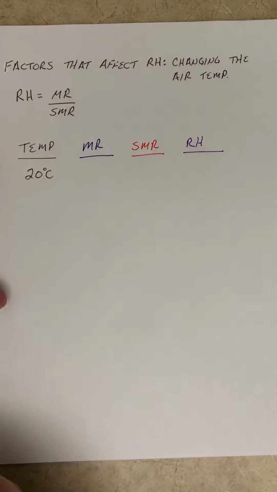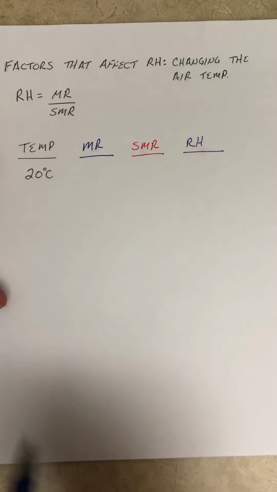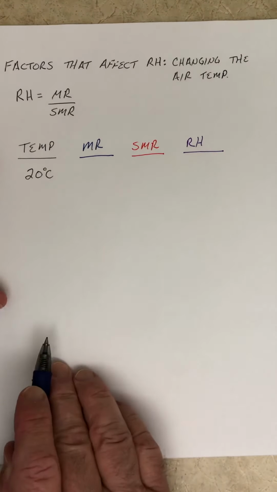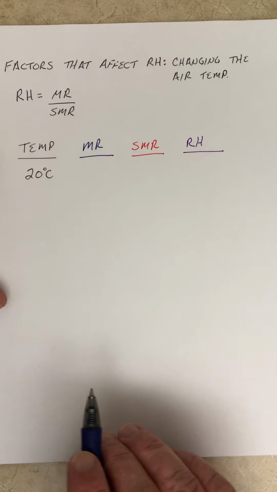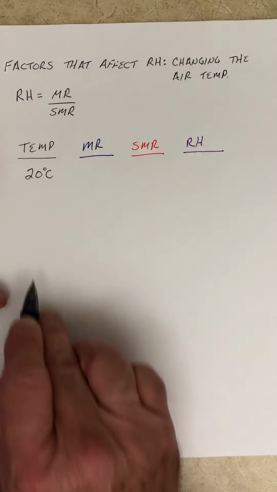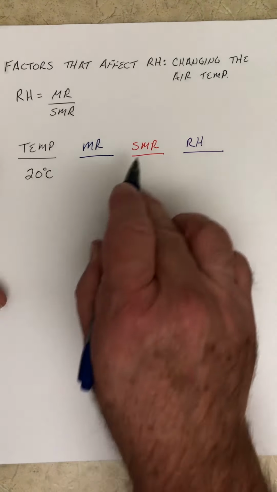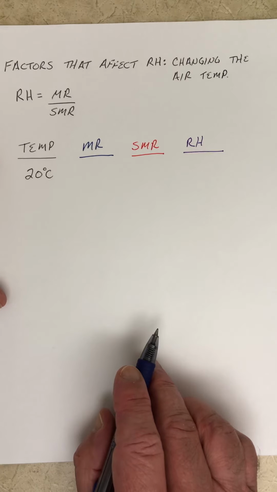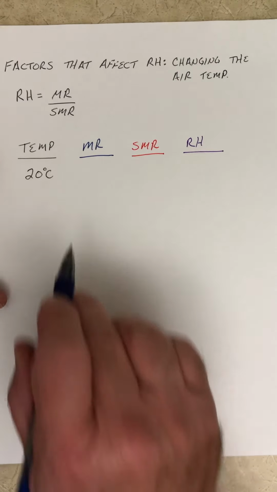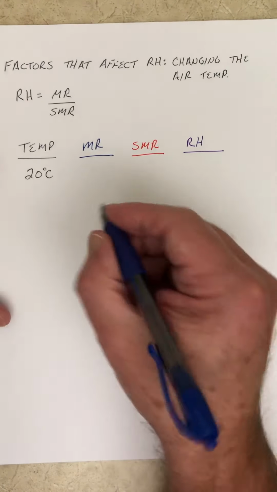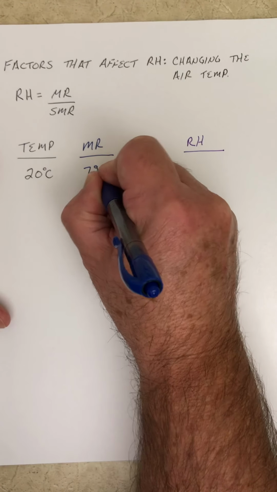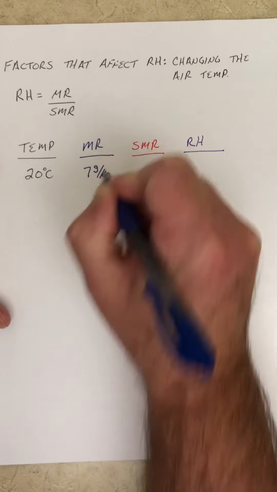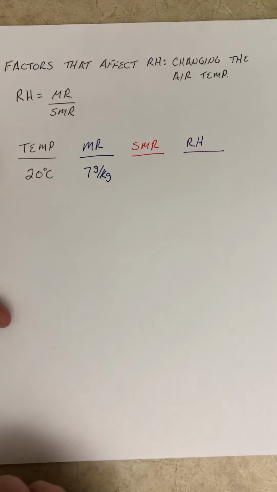Last time we kept the temperature constant, and therefore the saturation mixing ratio stayed constant. In this example, we're going to change the temperature. We're going to decrease it, and therefore we're going to decrease the saturation mixing ratio. But the actual amount of water vapor in the air, let's hold that constant at 7 grams of water vapor per kilogram of air.